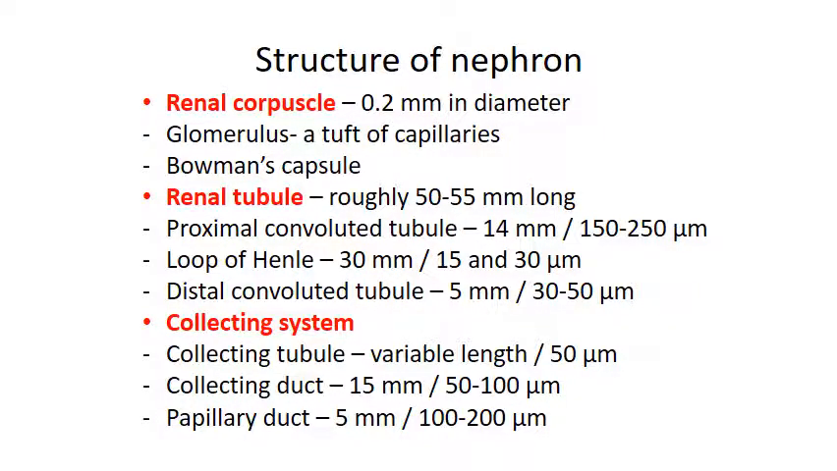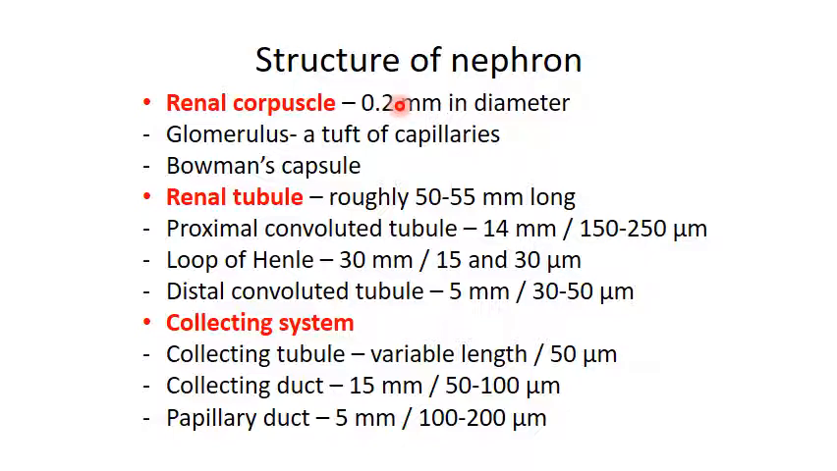Now we'll study the structure of the nephron. You know, the nephron is the functional unit of the kidney, and it is actually the structure which is responsible for the formation of urine. Each kidney has around 1 million nephrons. However, the number of nephrons starts reducing after the age of 40, and after this age there is a loss of 10% of nephrons every 10 years.